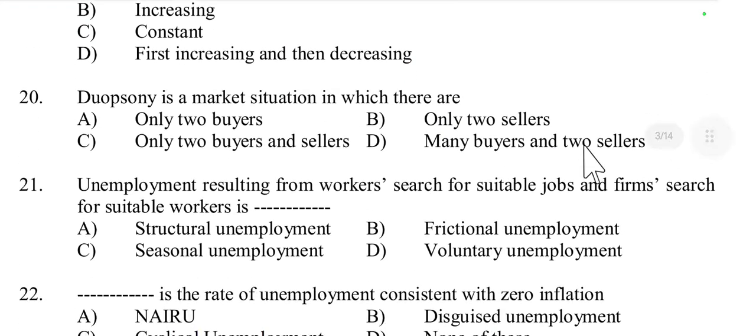Question 20: duopsony is a market situation in which there are only two buyers, only two sellers, only two buyers and sellers, or many buyers and two sellers. Duopoly is another market. Duopoly means two sellers, but duopsony means only two buyers. So the right answer is option A. Monopsony means one buyer, oligopsony means few buyers, and duopsony means two buyers. So these are the different concepts. Here sellers are many. So option A is the right answer.